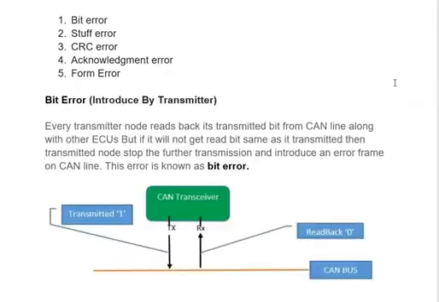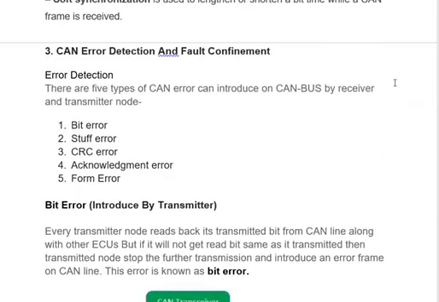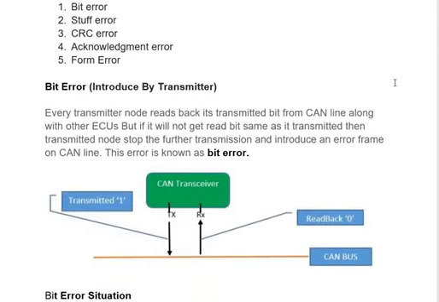Next one is CAN error detection and fault confinement. For error detection, we have 5 types of errors: bit error, stuff error, CRC error, acknowledgement error, and form error. You should know the errors and you should know whether the error is introduced by the transmitter or the receiver.